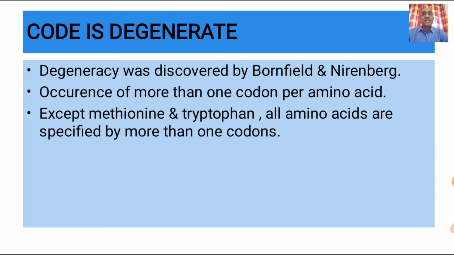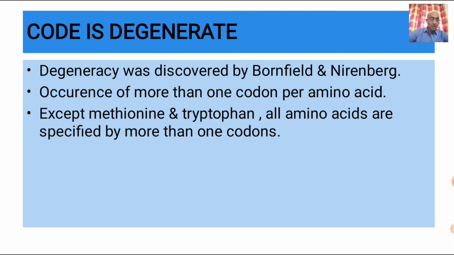Except methionine and tryptophan, these 2 amino acids, all amino acids are specified by more than one codon. Remember it: except methionine and tryptophan, all amino acids are specified by more than one codon. So you came to know what degeneracy is. Degeneracy means a single amino acid is represented by many codons.